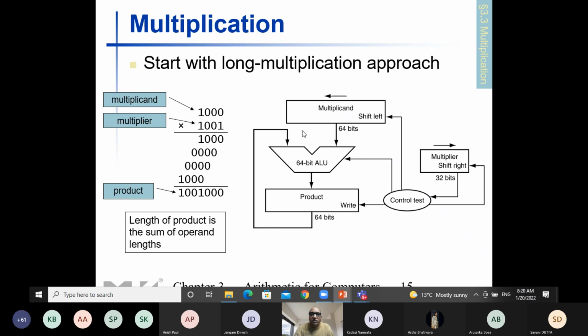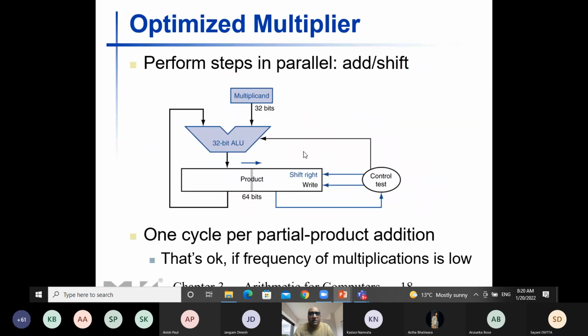So therefore, we can use that in the refinement where the multiplicand need not be a 64-bit register, and similarly the ALU doesn't require 64-bit addition, because each time the actual addition takes place only among the 4 bits. So therefore we can optimally use, for example here, a 32-bit ALU, and a 32-bit multiplicand is sufficient. And so if you try to optimize that, the optimized multiplier circuitry will look something like this.